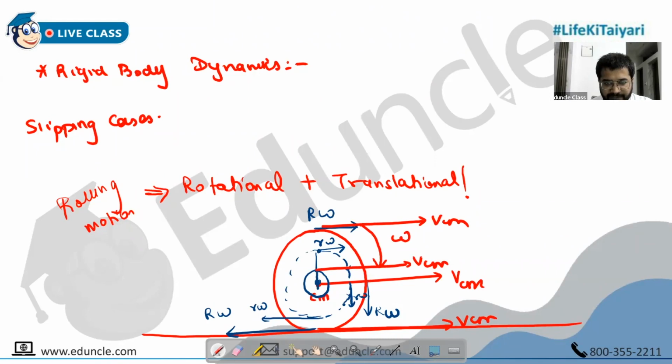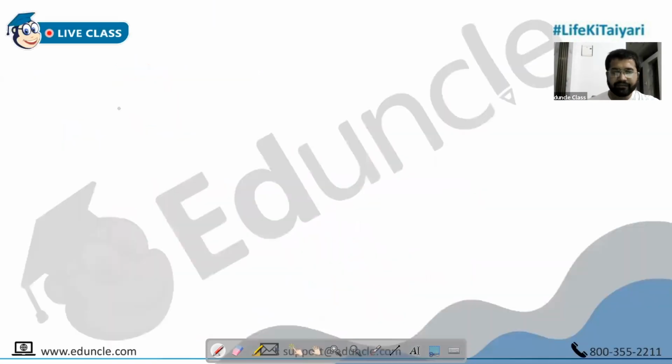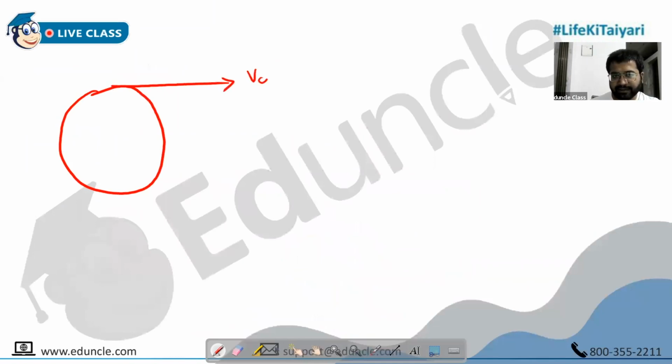Even this point has got VCM. All the points have got a forward velocity of VCM, and there is r omega velocity, which is the tangential velocity. So we can take different cases here. We have one case where there is a forward velocity of VCM and another forward velocity of r omega. So what is the total velocity at this point A? I can say that the total velocity at point A is VCM plus r omega.